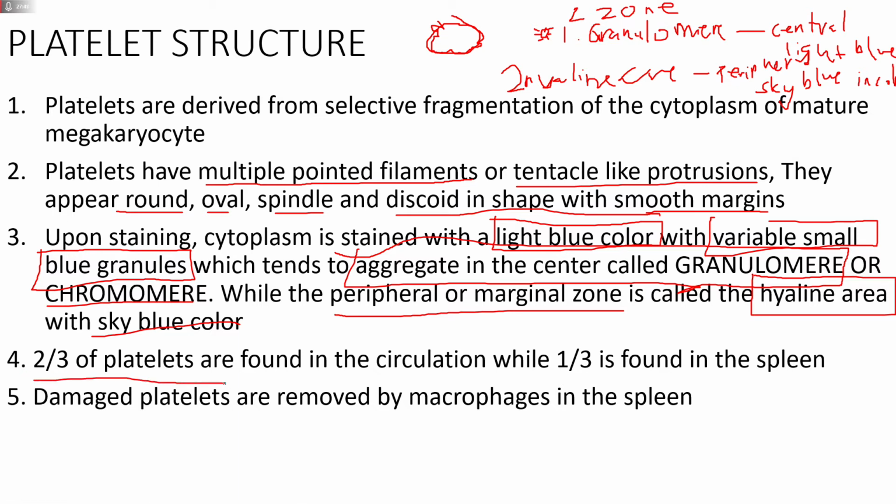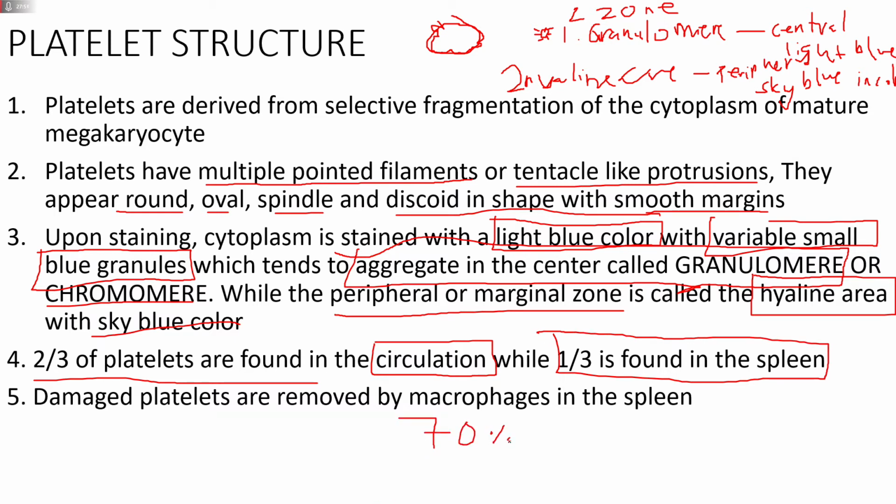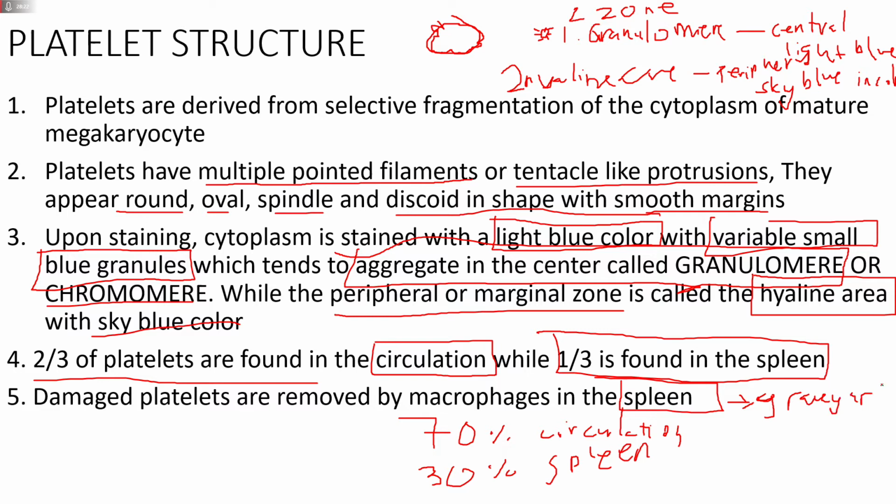Now, 2/3 of your platelets are found in the circulation, while 1/3 naman is found in the spleen. So, parang 70% nasa circulation, 30% naman would be found in the spleen. So, ganyan ang distribution ng platelets nyo sa body class. Now, your damaged platelets are removed by macrophages in the spleen. So, always remember class, yung spleen nyo would always be the graveyard of your hematopoietic cells. Diyan pinapatay yung mga wala nang kwenta na mga cells.